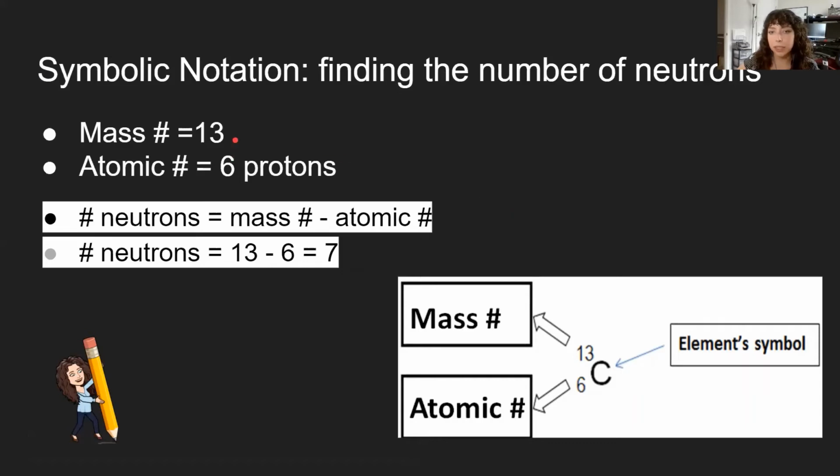Mass number is 13. Atomic number is 6. The neutrons would be mass number minus the atomic number. 13 minus 6 equals 7. So there's got to be 7 neutrons in this isotope of carbon. And we'll learn what isotope means in a moment.